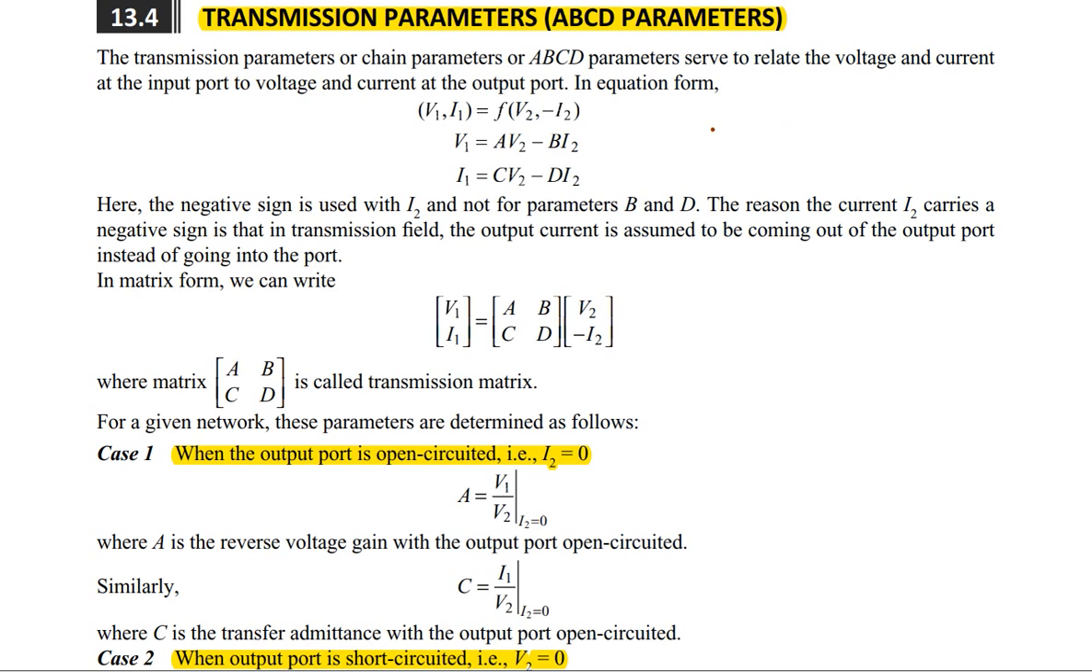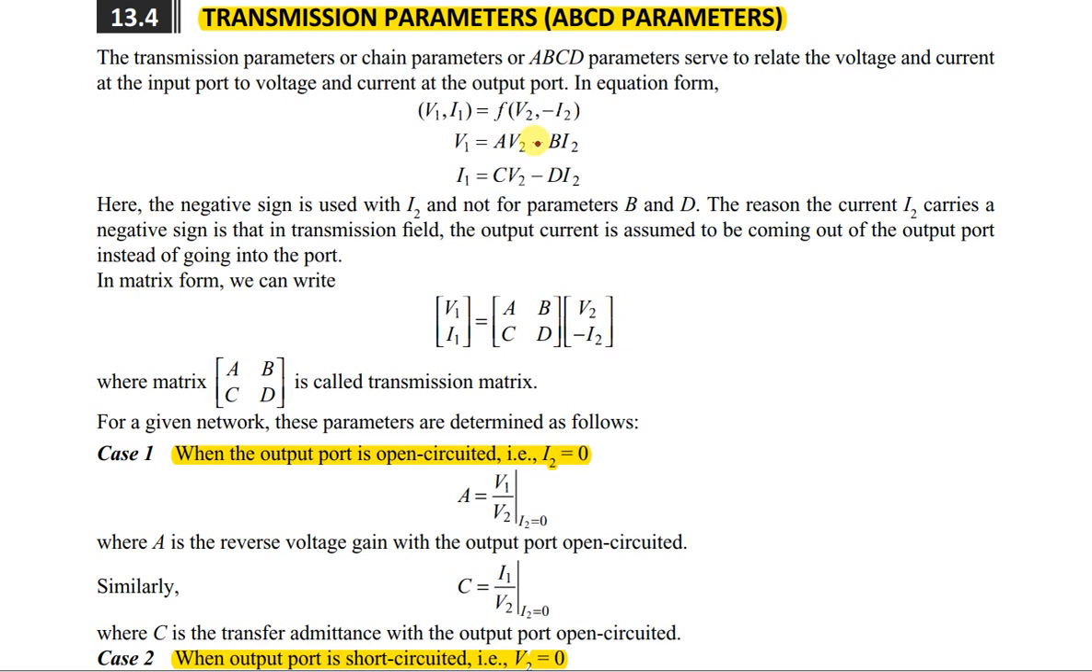Next, you write V1 and I1 as V2 and minus I2, right? V1, I1 you write here. V2 you write here. I2 you write here. Next, write A, B, C, and D.